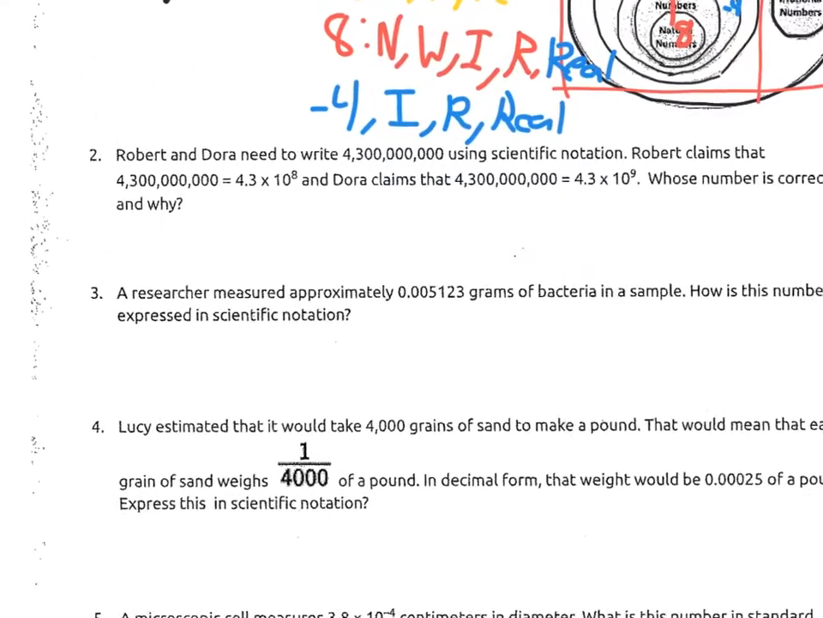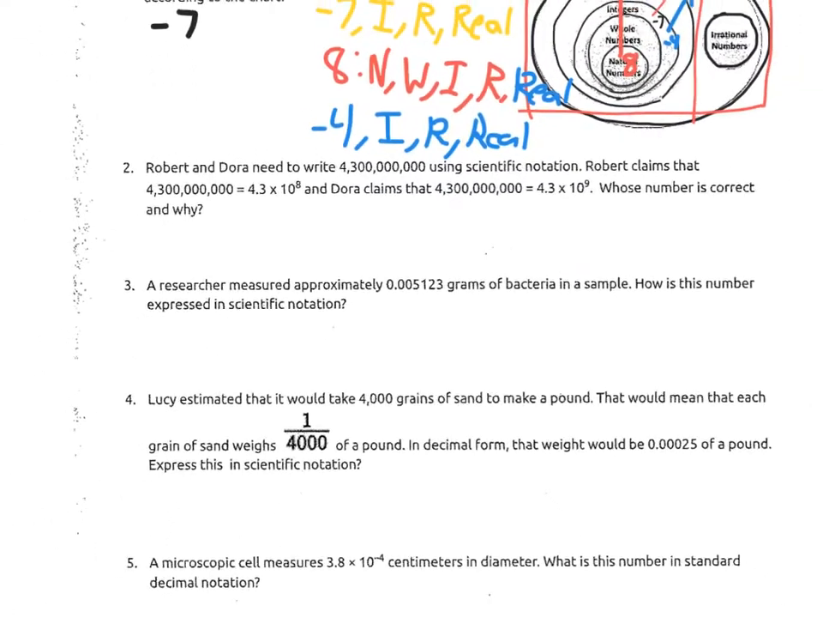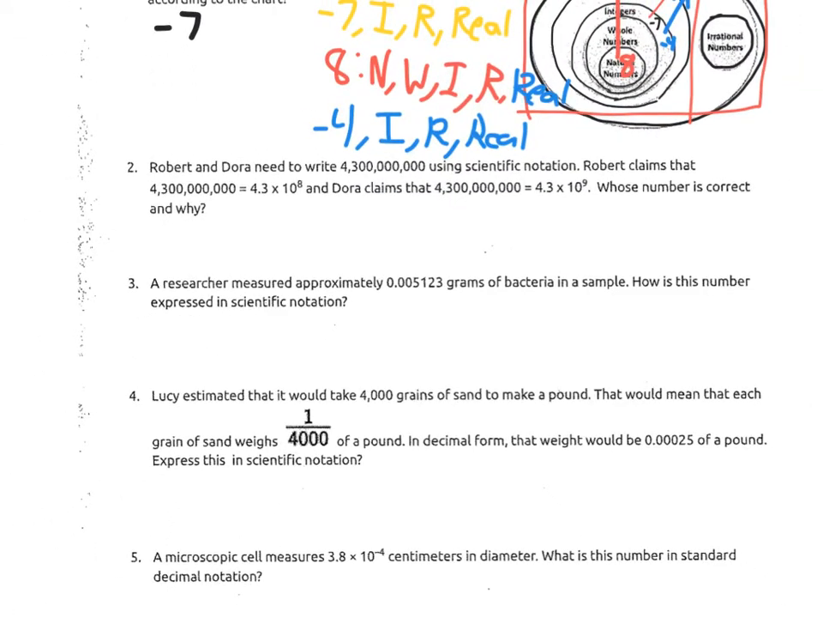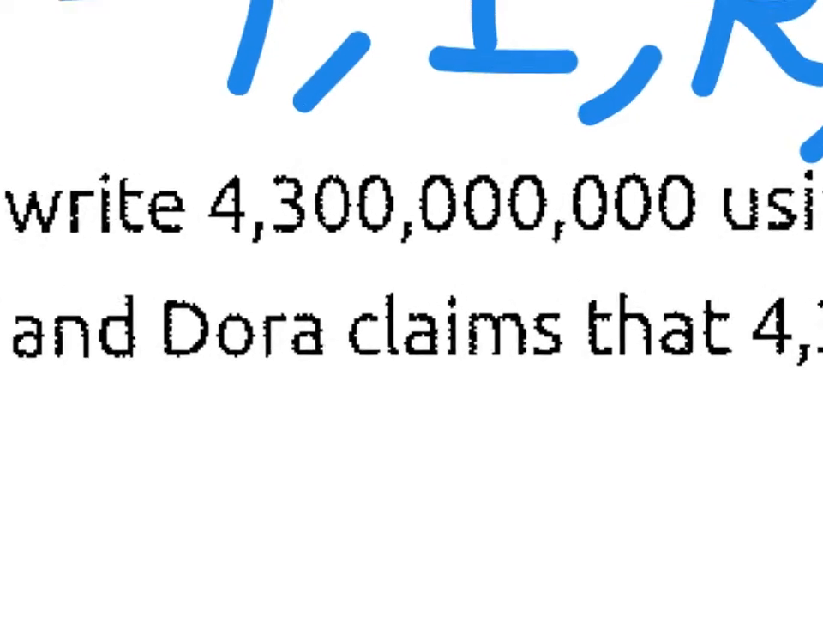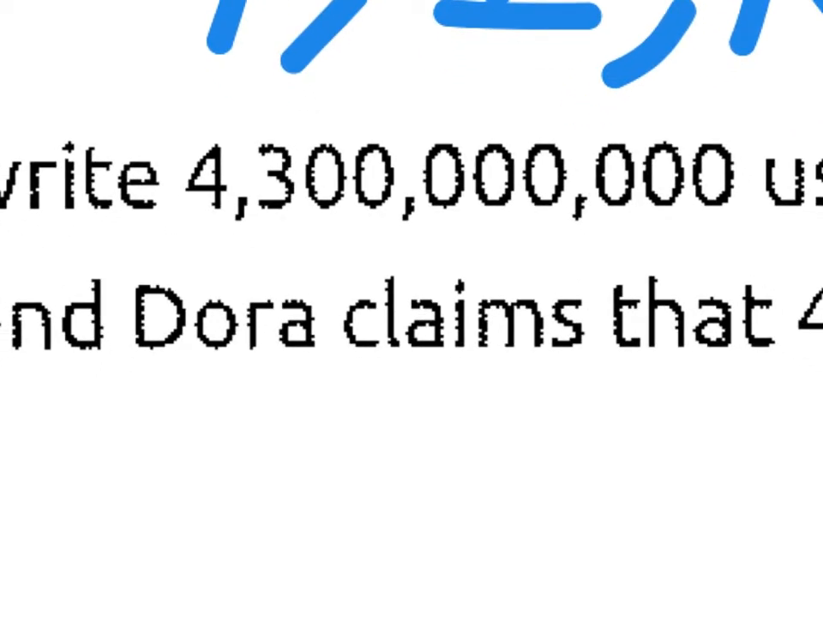Alright, on to number 2. Robert and Dora need to write 4,300,000,000 using scientific notation. Robert claims that 4,300,000,000 is 4.3 times 10 to the 8th, and Dora claims that that number is 4.3 times 10 to the 9th. Whose number is correct and why? So, forget Robert and Dora. We're going to trust ourselves on this one. I'm going to come right here to the number, and we are going to write it in scientific notation.